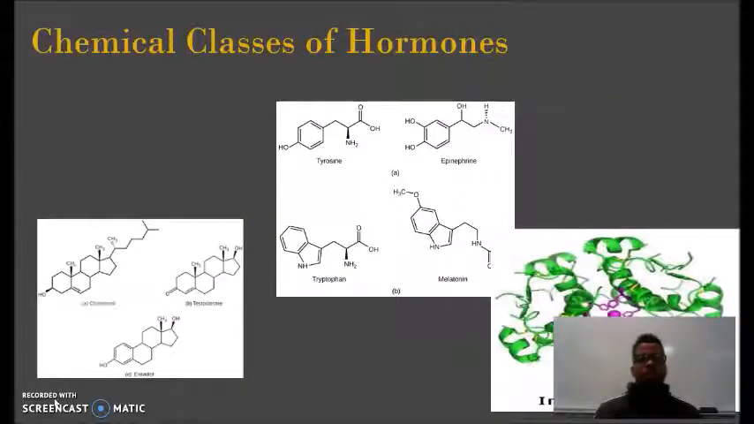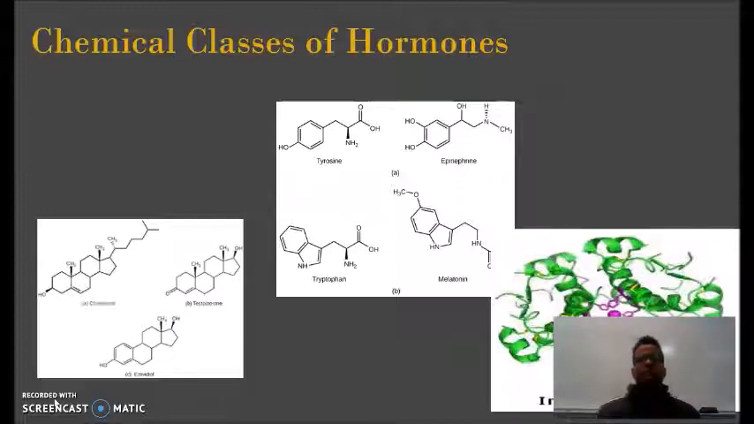Next, I will be going over the chemical classes of hormones. The one to the farthest left are the steroid hormones. They all derive from cholesterol. And one way you can always tell these is they always have a 4-carbon fused ring within them, noting the cholesterol. It's a lipid. The one in the middle are the amines.